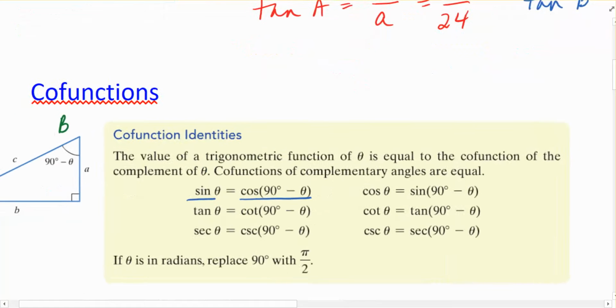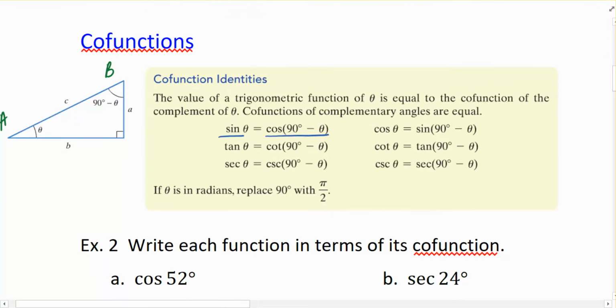So our cofunction identities are listed for us down here. And you can see that really one of these columns is just the repeat of the second column over here. It just depends on which way you're looking at it. So the sine of theta is going to be equal to the cosine of 90 minus theta. Another way to think of that would be that the sine of angle A has to be equal to the cosine of angle B, because 90 minus theta is that angle B. Angle A and angle B do add together to give me 90 degrees.